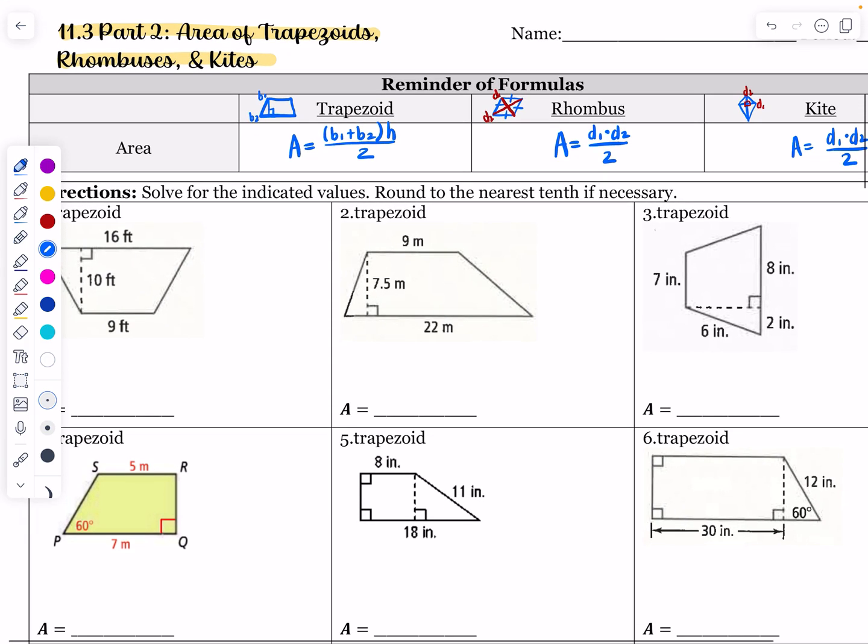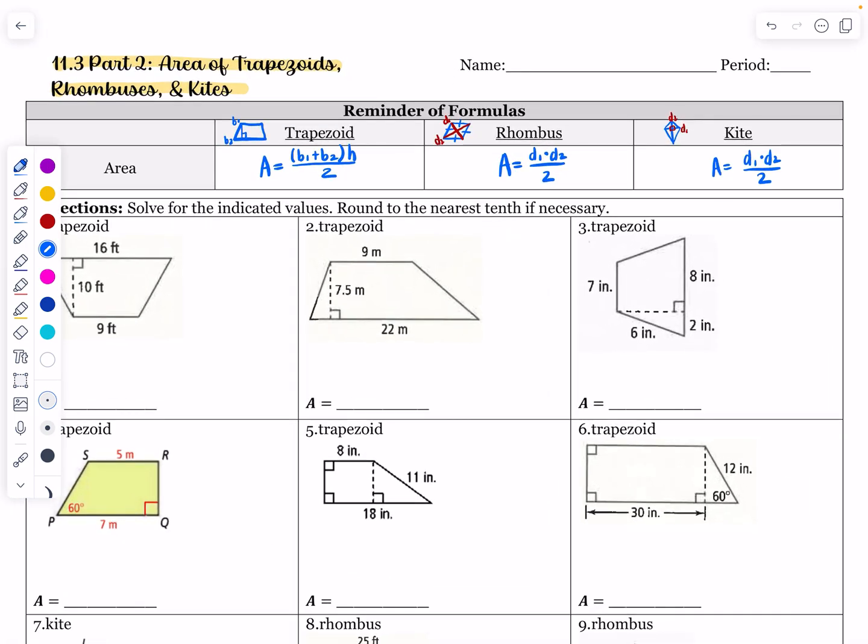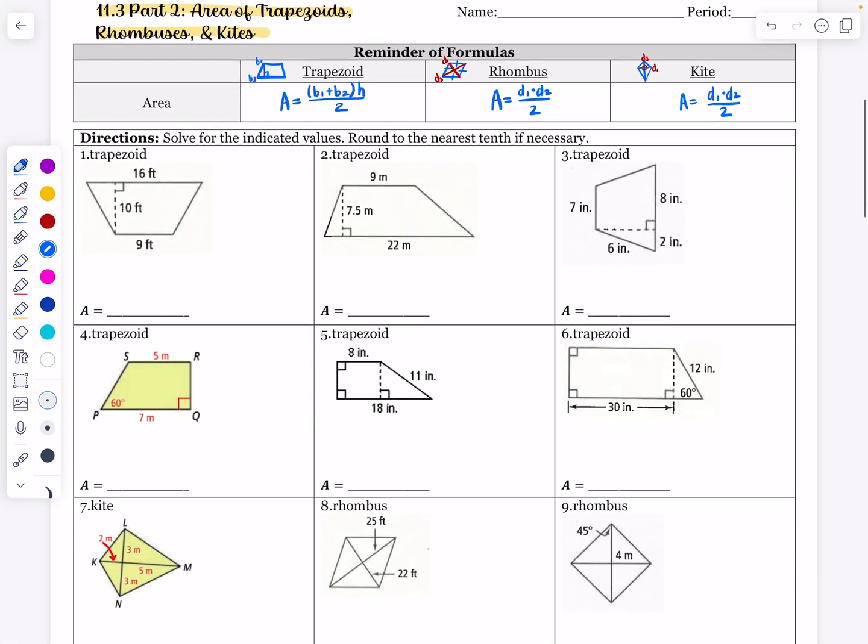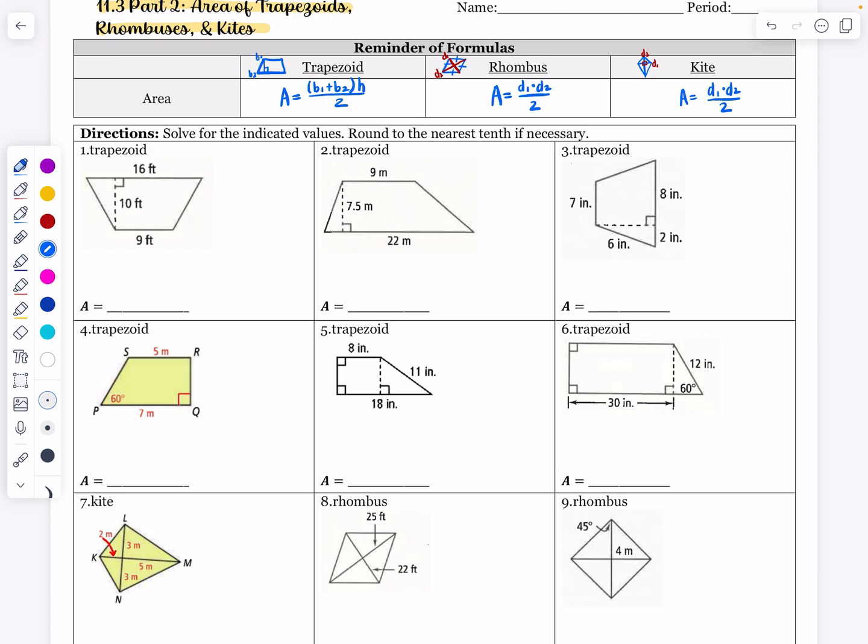The directions say solve for the indicated values, round to the nearest tenth if necessary. The first one is a trapezoid, so let's start with that formula. It's very similar to a triangle: base 1 plus base 2, times your height, divided by 2. Let's highlight those things. Our bases are always the parallel sides. Our height is the straight up and down distance between them, so you're going to look for that right angle.